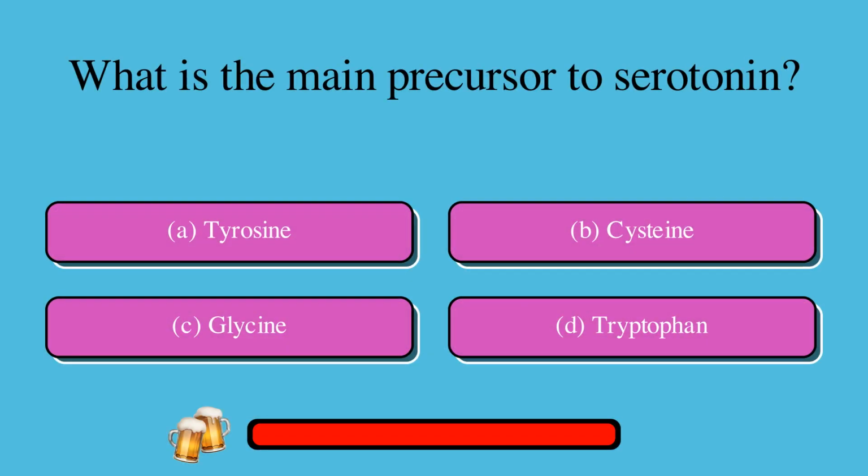What is the main precursor to serotonin? A. Tyrosine, or B. Cysteine, or C. Glycine, or D. Tryptophan. The correct answer is D. Tryptophan.